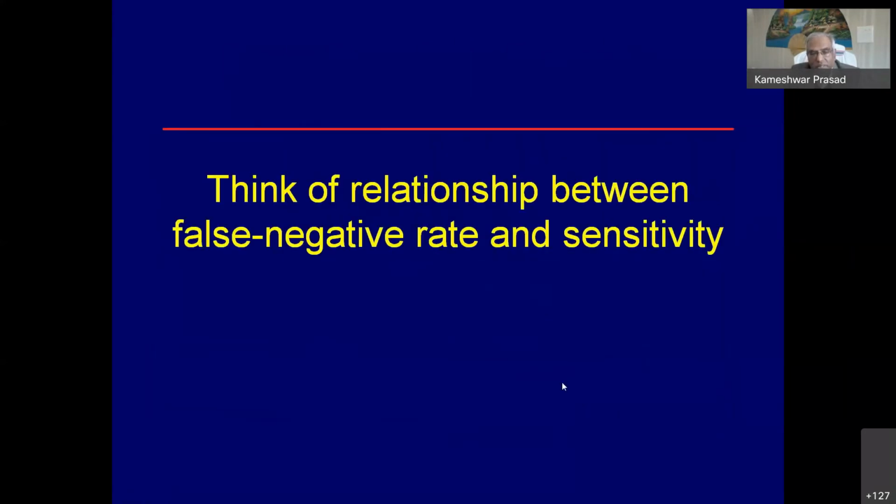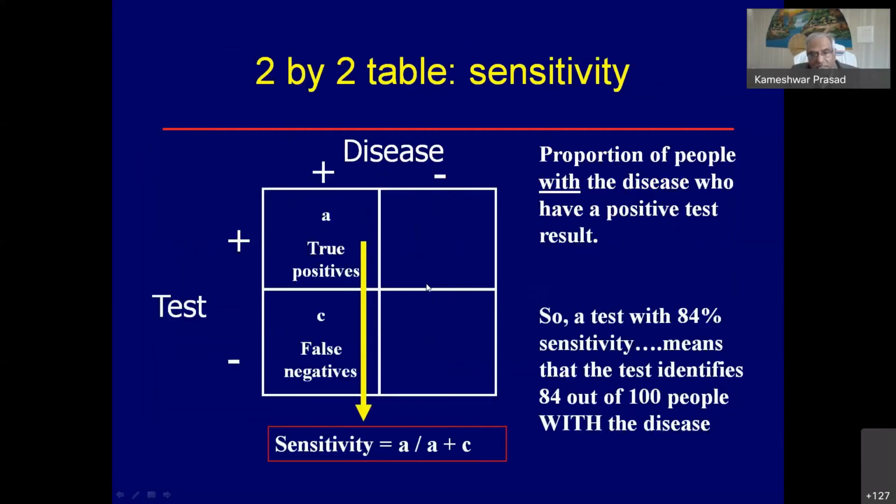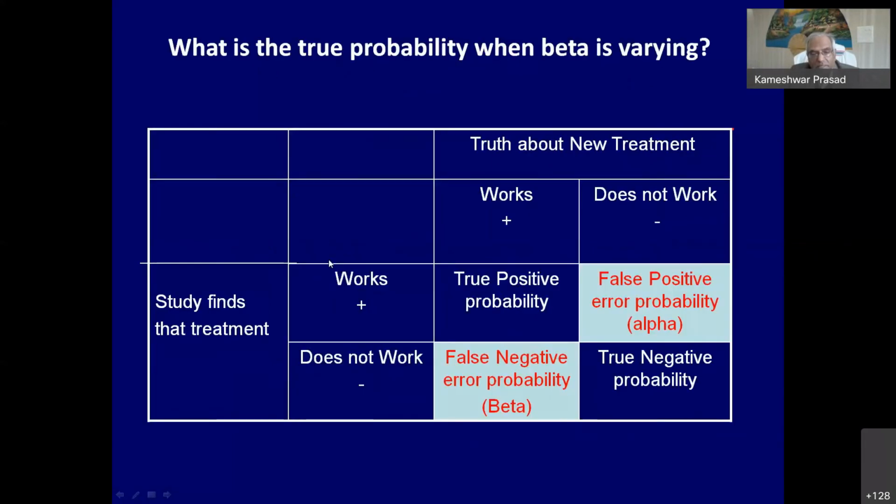So remember, I told you to remember the relationship between false negative error and sensitivity. Again, to remind you of this slide, if false negative rate is 5%, sensitivity is 95%. If it is 10%, then this is 90%. When false negativity is 20%, then sensitivity is 80%. So the same thing will be here. True positive probability, which in a diagnostic test we call sensitivity, has a relationship with false negative error probability, which is beta.